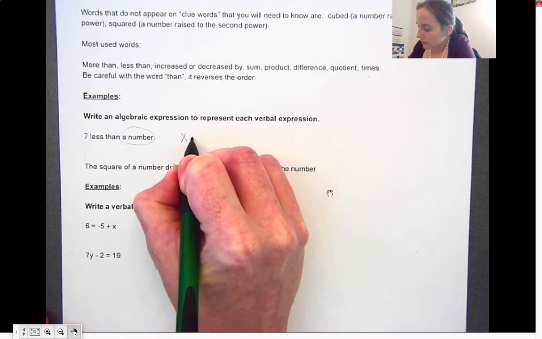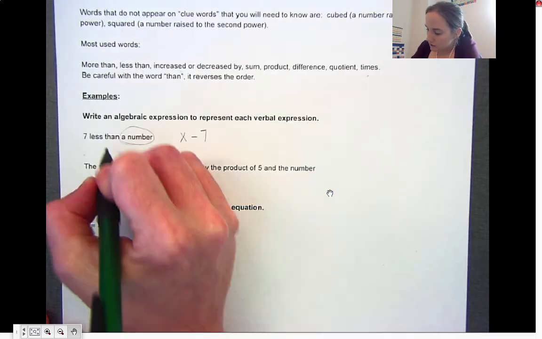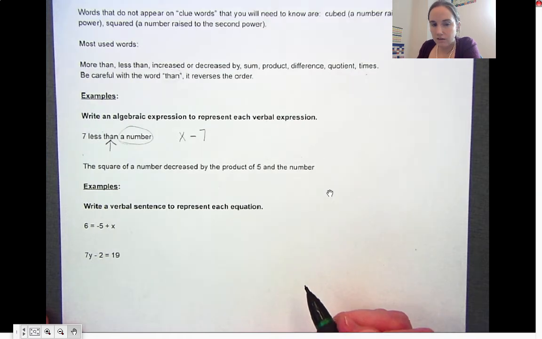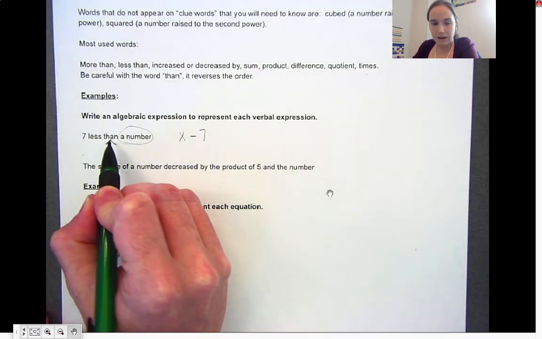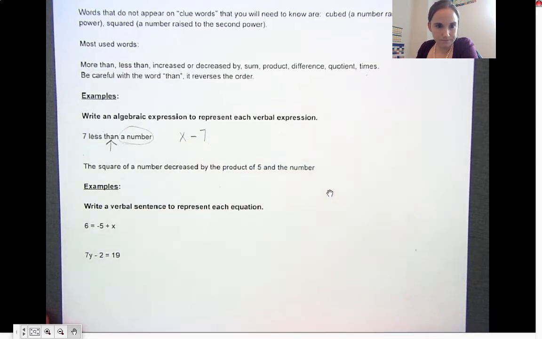X minus 7. The reason I wrote it in this order is because I saw the word than. Than means you reverse the order. So instead of 7 minus the number, this told me I had to write it the number minus 7. Okay?